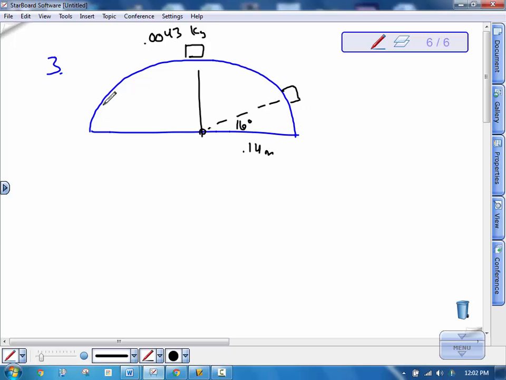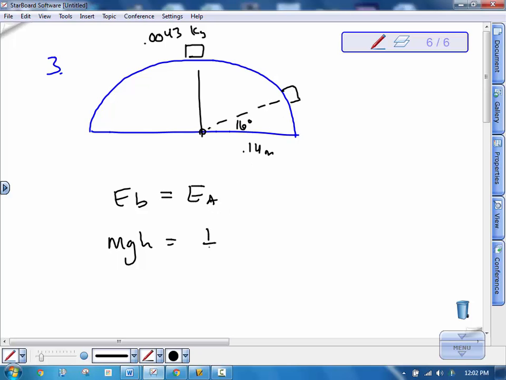Next problem gives us a hemisphere, not a very good picture, but it goes from here to here. And we need to talk about how fast it's going here based on what we know. So we're talking about energy. We know that energy before has to equal energy afterwards. We know that before, all the energy is potential energy at the top, mgh.